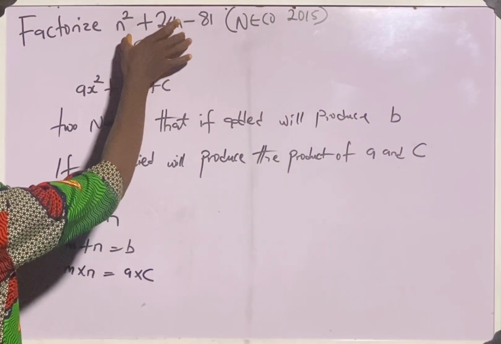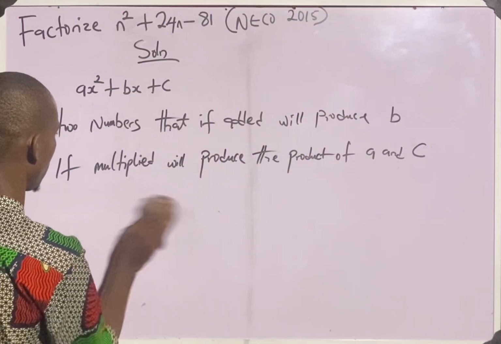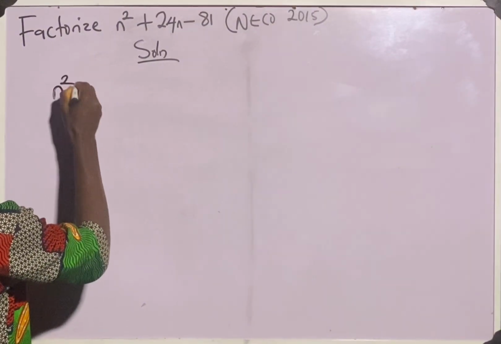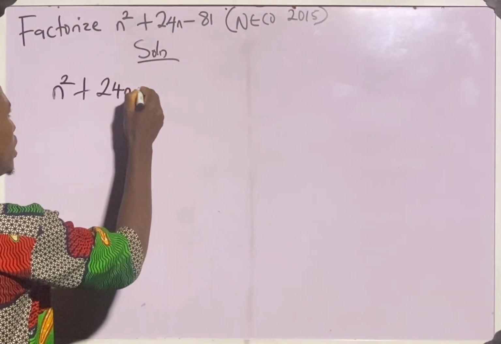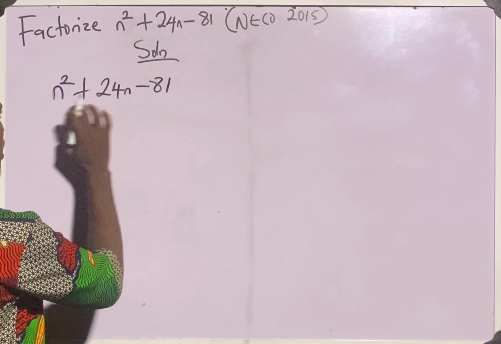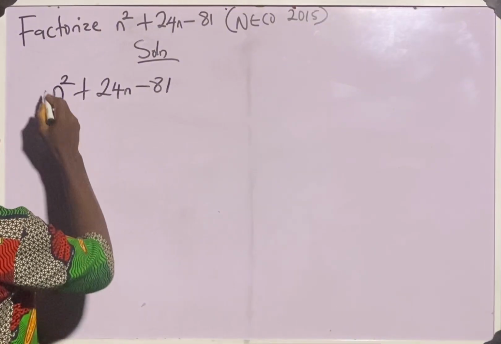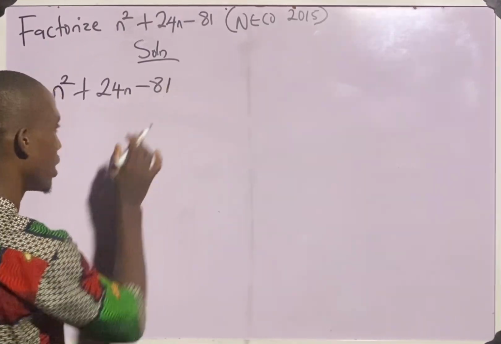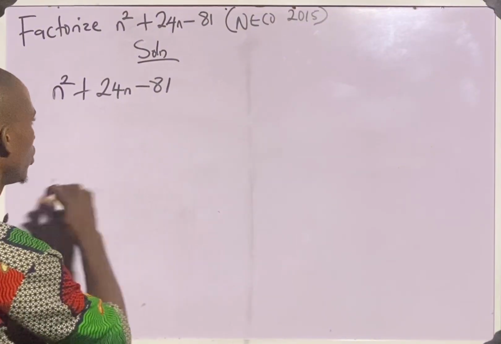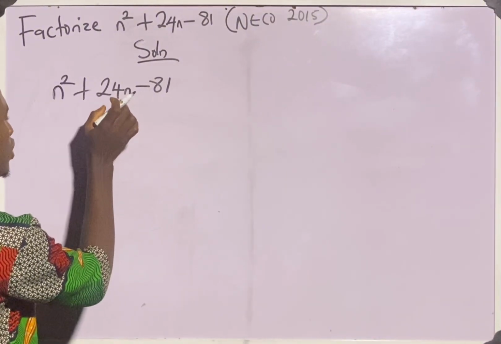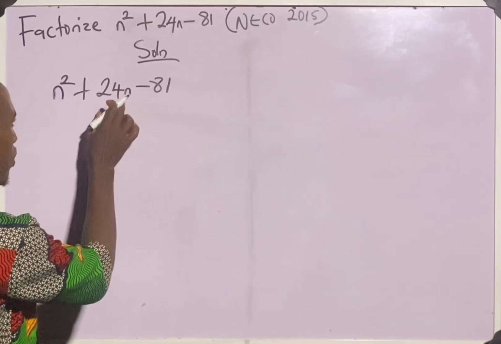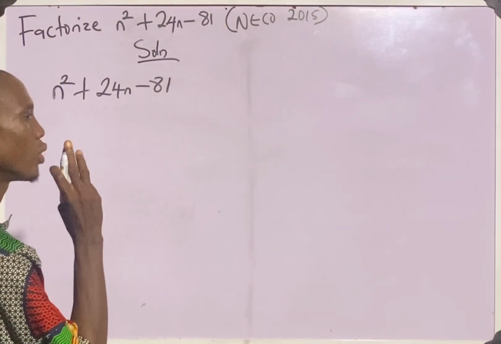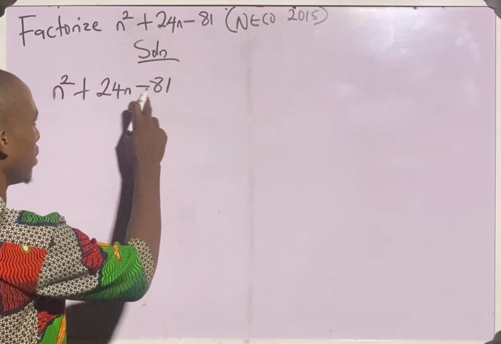So let me apply it to this question. We are given n squared plus 24n minus 81. In this equation, n is our variable, then the coefficient of n squared is already 1, so we don't need to write it. The coefficient of n here is 24, and then 81 is our constant. So applying the rule I mentioned for quadratic equations, we're looking for two numbers that add together to give us 24, and multiply to give us 1 times minus 81, which is minus 81. So we're looking for two numbers that will give us plus 24 and minus 81.